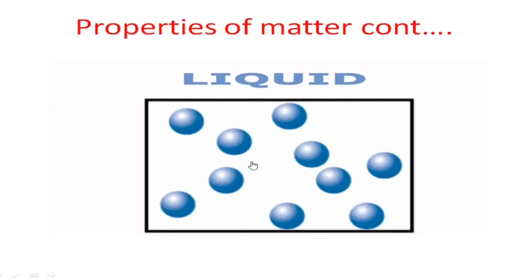The next state is liquid. In a liquid, the particles are not as closely packed together, and you're able to see this from the diagram. Between one particle and the other, there exists a large intermolecular space. This makes the force of attraction between the particles of liquids weak, hence the liquid takes the volume of the container in which it is confined. The shape of the liquid also assumes the shape of the container because of the large intermolecular space between the particles, making the force of attraction weak.